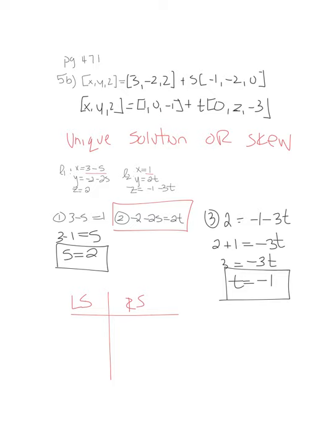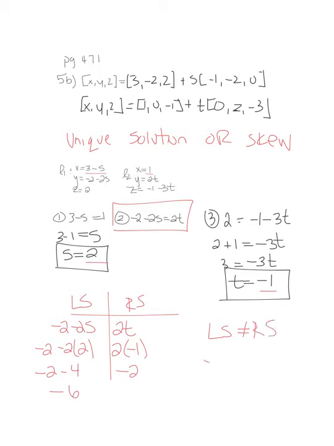Left side, right side: negative 2 minus 2s, and the right side is 2t. Negative 2 minus 2, I'm going to plug that s of 2 in there, and I'm going to get negative 2 minus 4, which is negative 6. And then on the right, I'm going to plug that t of negative 1 in there, and I get negative 2. So the left side does not equal the right side, and therefore these lines are skew, or they don't intersect.